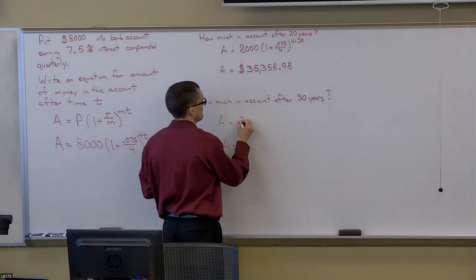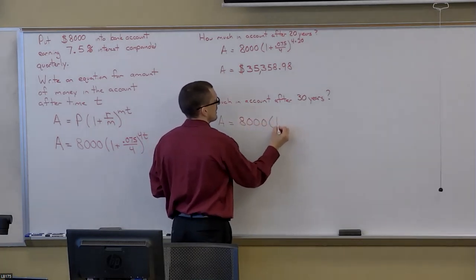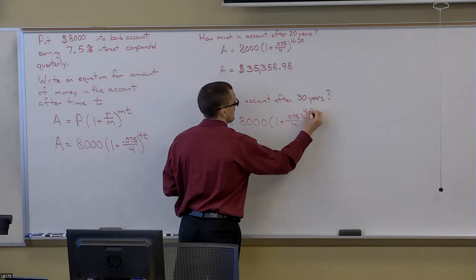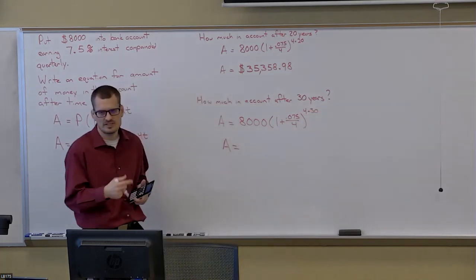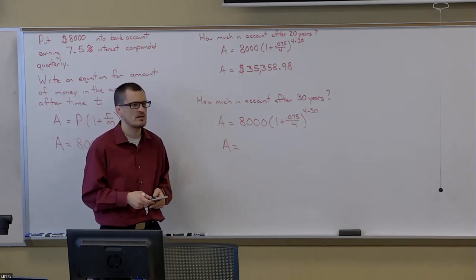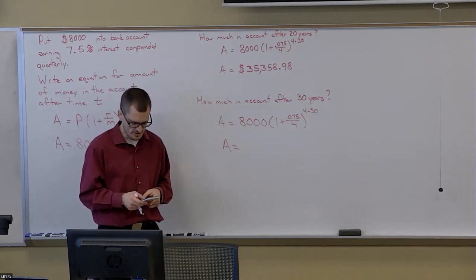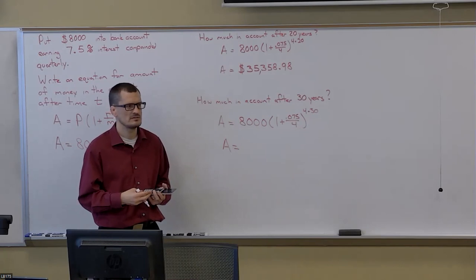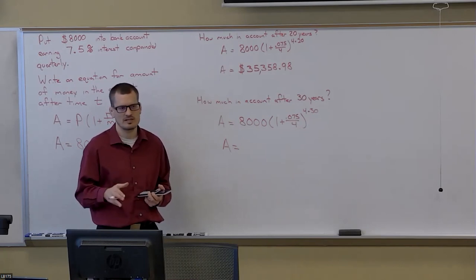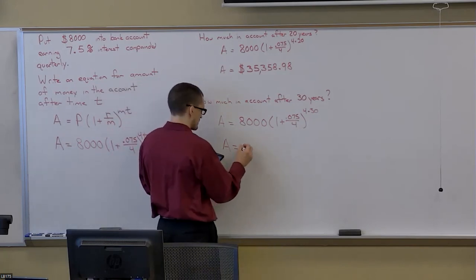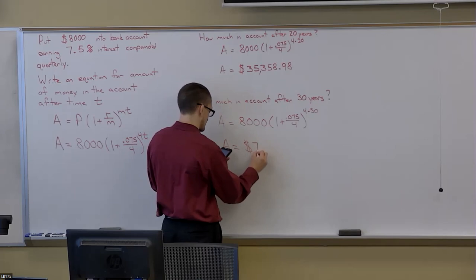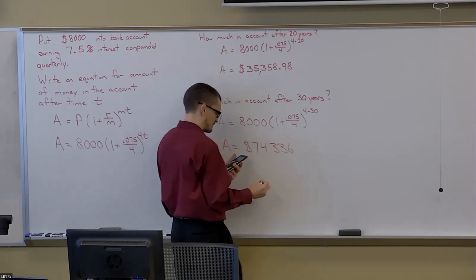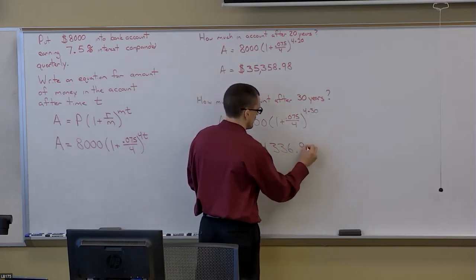After 30 years means I plug in a 30 for my T. By the way, if you have to do this multiple times, hopefully you know this, but if you just hit second enter on your calculator, then you can just go back and change the 20 you just typed in to a 30. You don't have to type in the entire thing over and over again. We get 74,336.93.